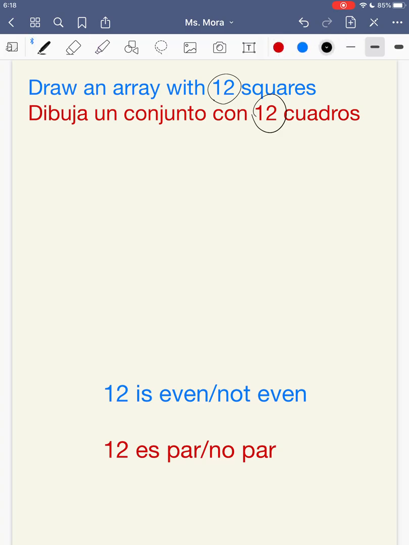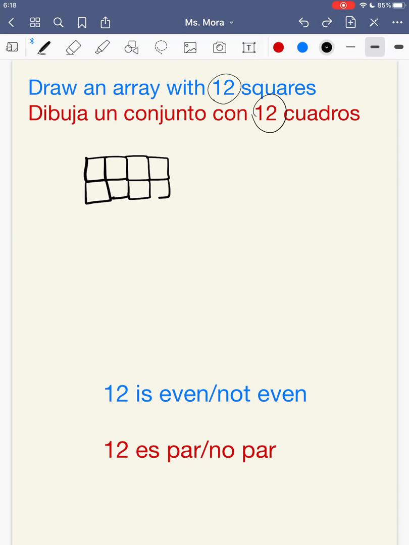Okay, so I'm going to start by drawing one square on my top row, one square on my bottom row. Okay, that's two squares. Another square on the top row, another square on my bottom row. That's four squares. Another square on my top row, and another one on my bottom row. That's six squares. Kind of sounds like we're counting by twos. 2, 4, 6.